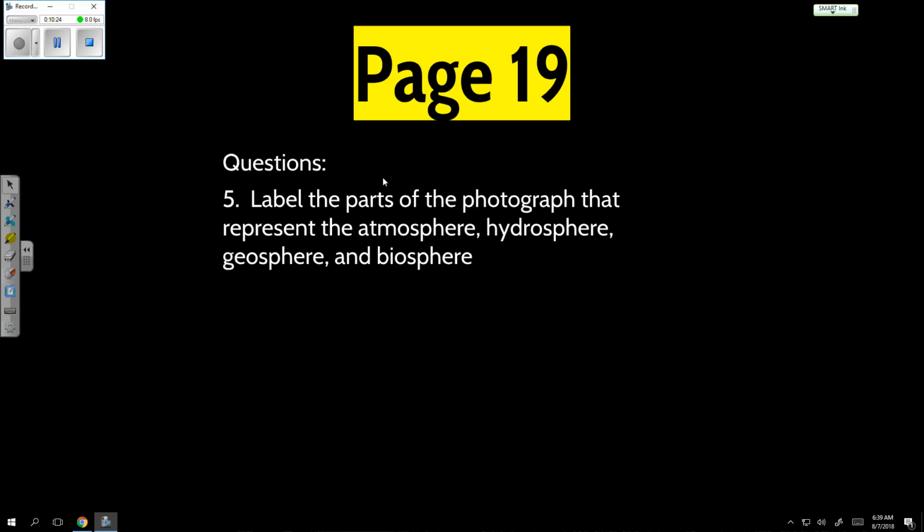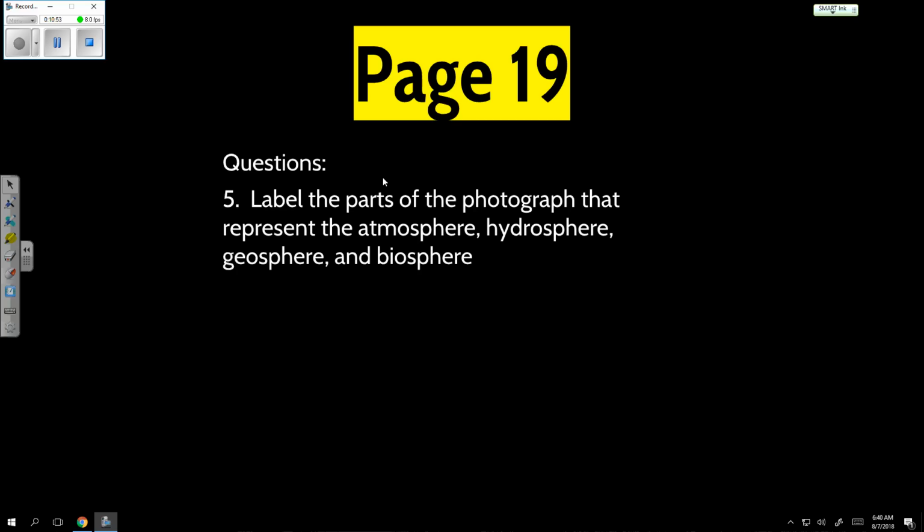The atmosphere would be the part of the picture where you see clouds. In the area where you see clouds, write the word atmosphere. The hydrosphere would be the area at the bottom of the picture in which the moose is standing. Write the word hydrosphere where it appears that there's water at the bottom of the picture.